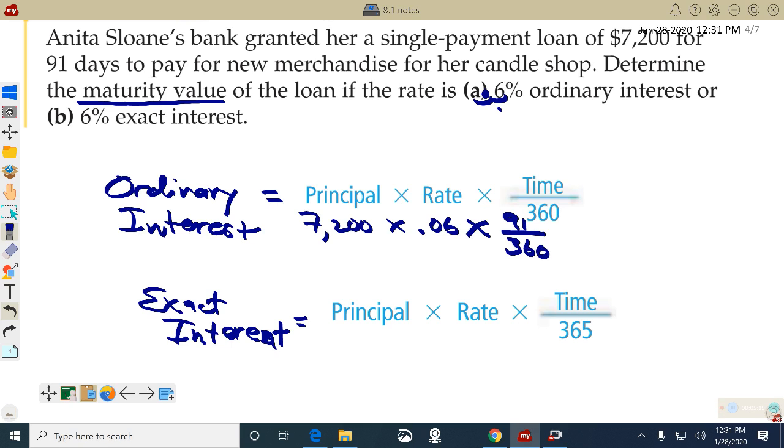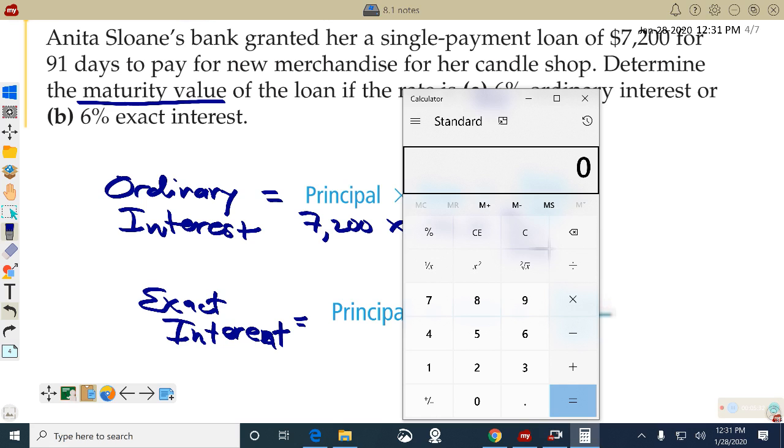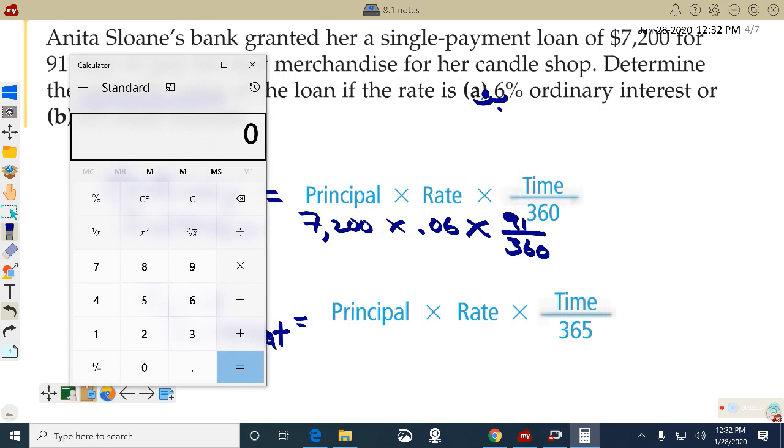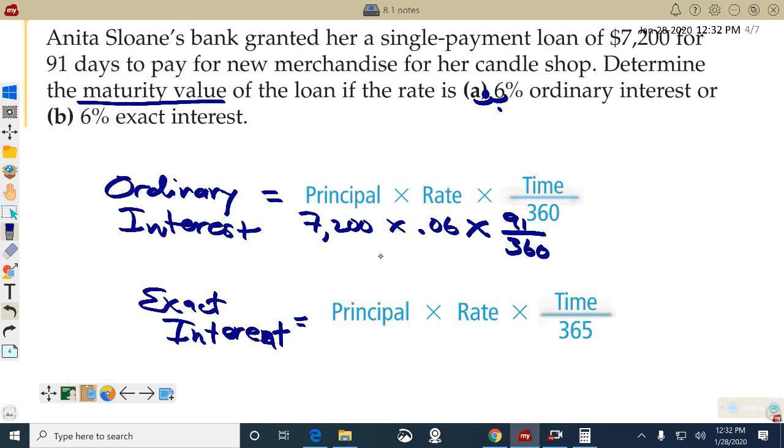So we're going to have to try and remember how to multiply by fractions. It's pretty easy. First things first, let's just multiply the 7,200 times the 0.06. Let me get my calculator out. So 7,200 times 0.06 is easy stuff. 432. Now, 432 times 91 over 360. How do I multiply a whole number times a fraction? Well, remember from junior high school, just make the whole number into a fraction and put a 1 underneath it. Simple.